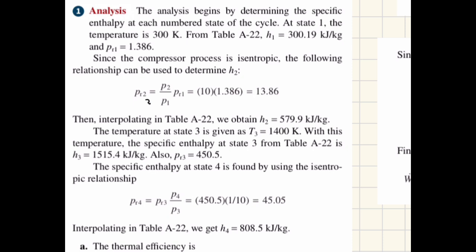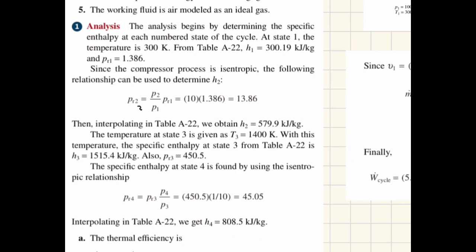For the state at temperature 3, because we were already given the temperature, we can just look at the table directly and get the value of H3. Same thing that we did for state 1, we will also find the PR3 and use this to find the PR4 for state 4, and we will use this value to interpolate using the table to find the enthalpy at 4. They will give us all of the information that we need to answer part A and part B.